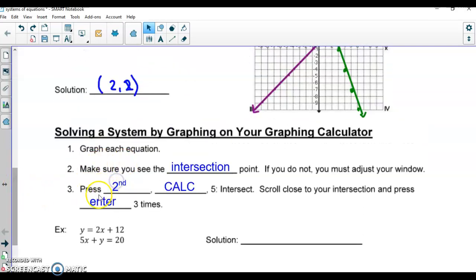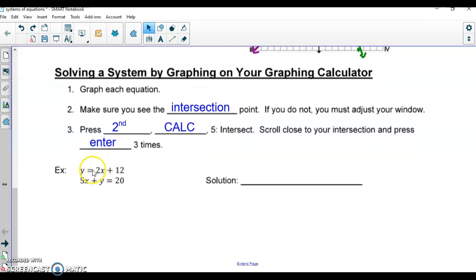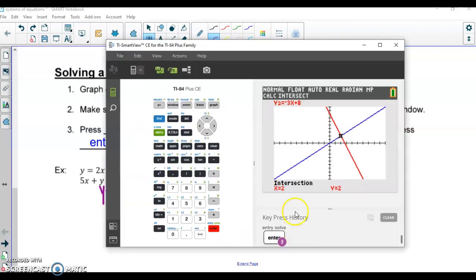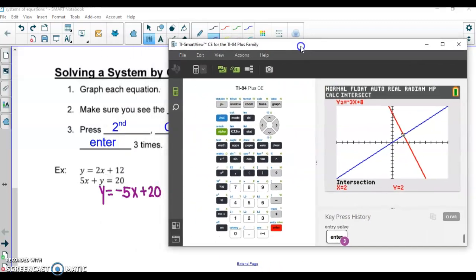Okay. Let's try a second equation. y equals 2x plus 12, 5x plus y equals 20. First thing I notice, second equation is not y equals, so I'm not going to be able to enter this one into the graphing calculator until I solve for y. So I'm going to subtract over the 5x. So y equals negative 5x plus 20. Now I'm ready to enter them into my graphing calculator.